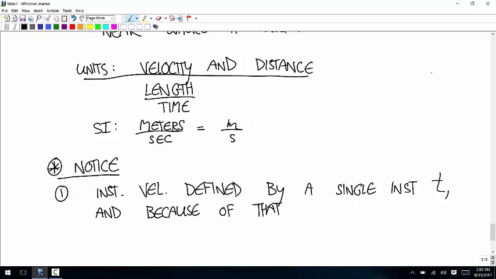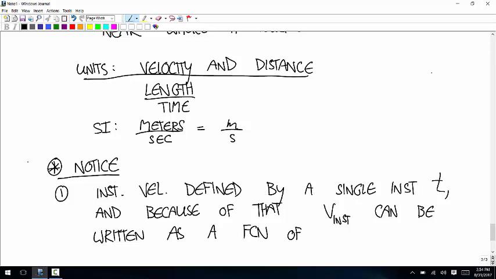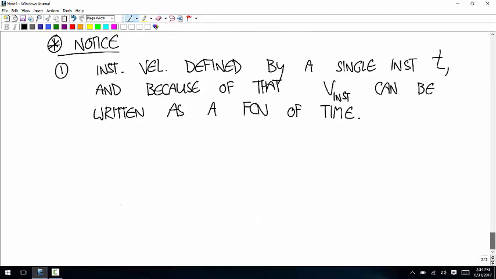So because of that, the instantaneous velocity can be written as a function of time. And average velocity can't. And that's because you need two instants to specify an average velocity.